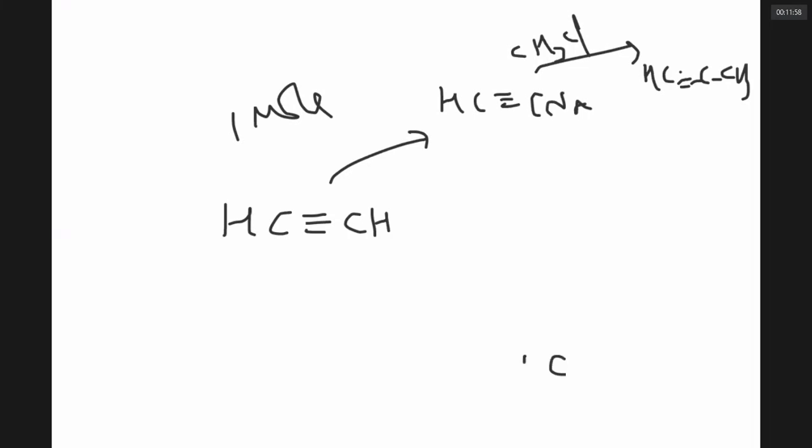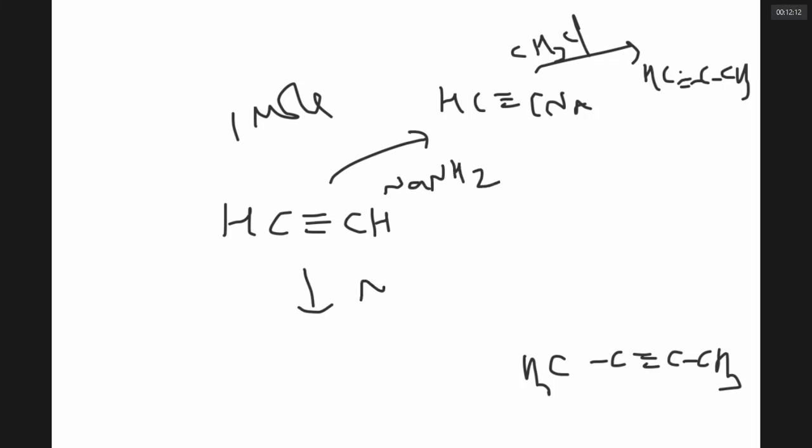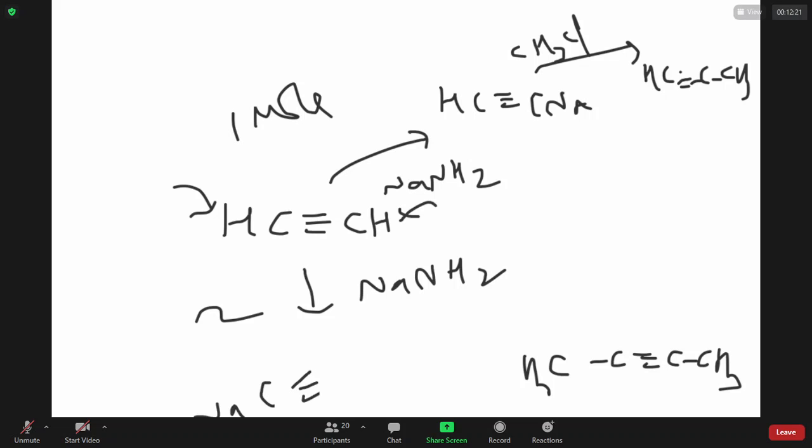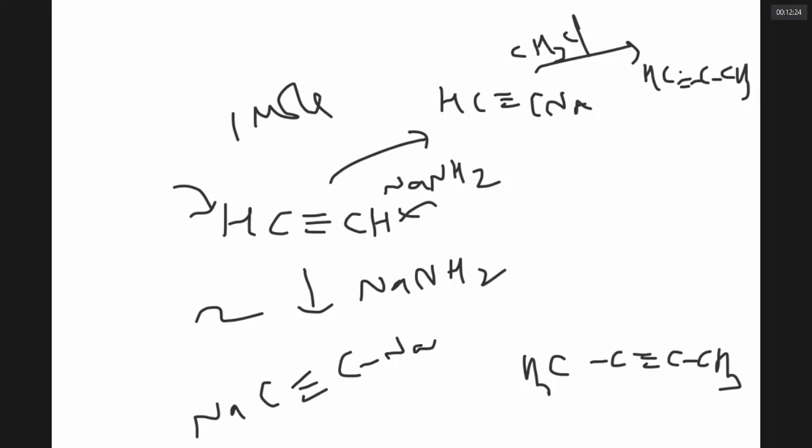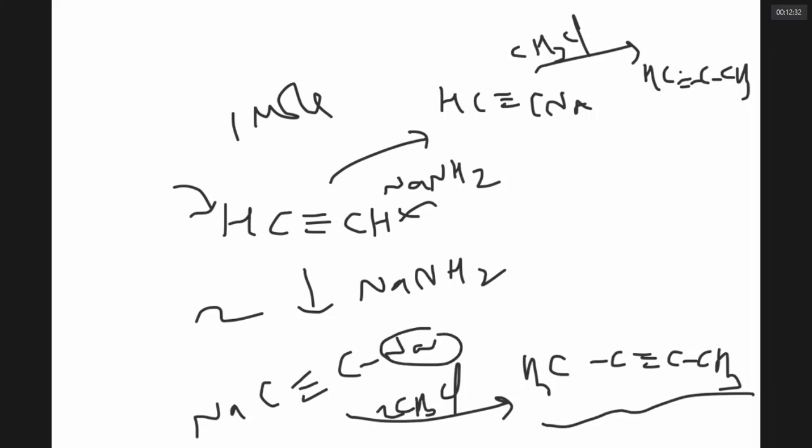I want to have this compound. How to get this, sir? Simple. You react with 2 moles of NaNH2 instead of 1 mole, so that both hydrogens will be replaced by sodium. Disodium acetylide. If you react with methyl chloride, here NaCl goes out, here CH3 comes, here CH3 comes. What is this compound, sir?